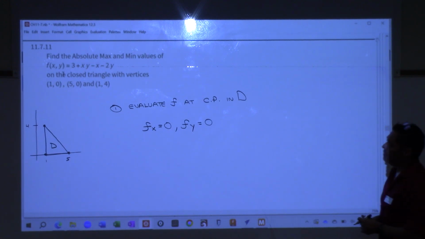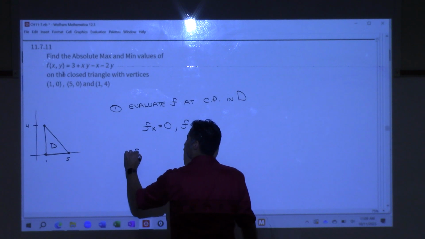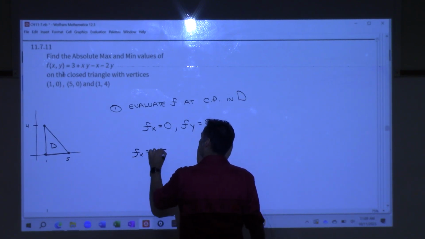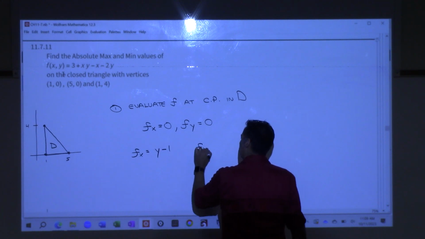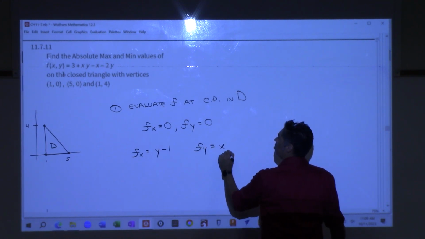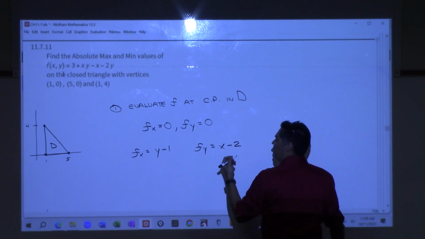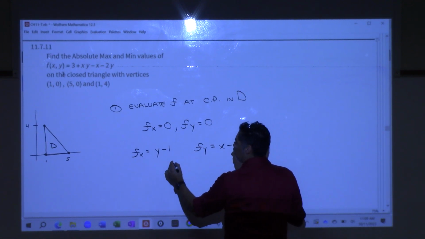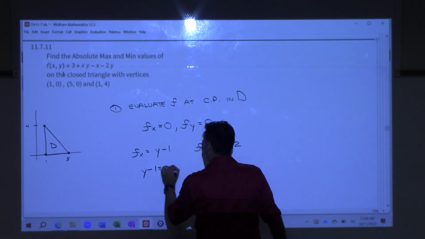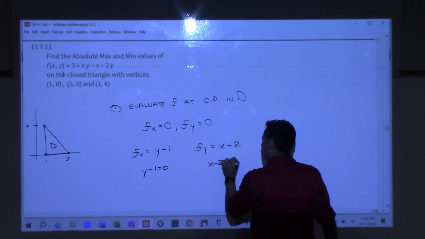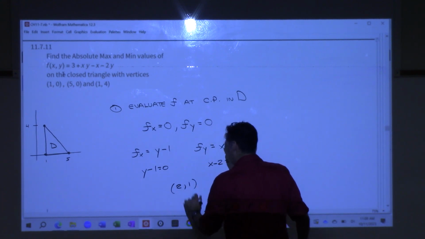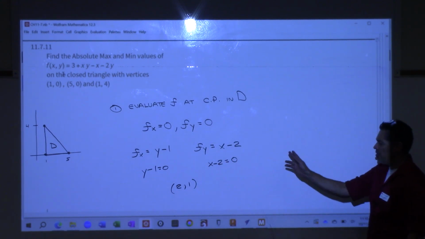So what is the partial of F with respect to X here? Y minus 1. And the partial with respect to Y? We did that, right? I feel like we did do this one. X minus 2? Okay. And then we set these equal to 0, and X minus 2 equals 0. And we got the point (2, 1), right? X coordinate, Y coordinate. Solve those, set those equal to 0.